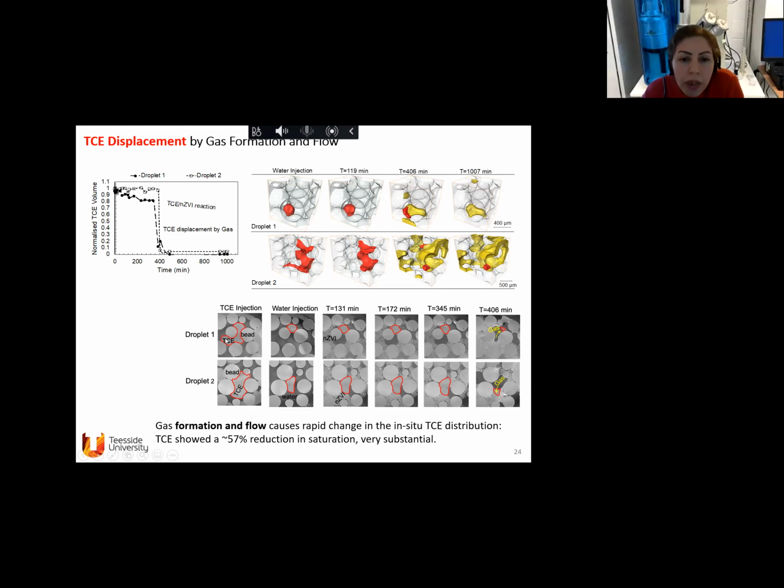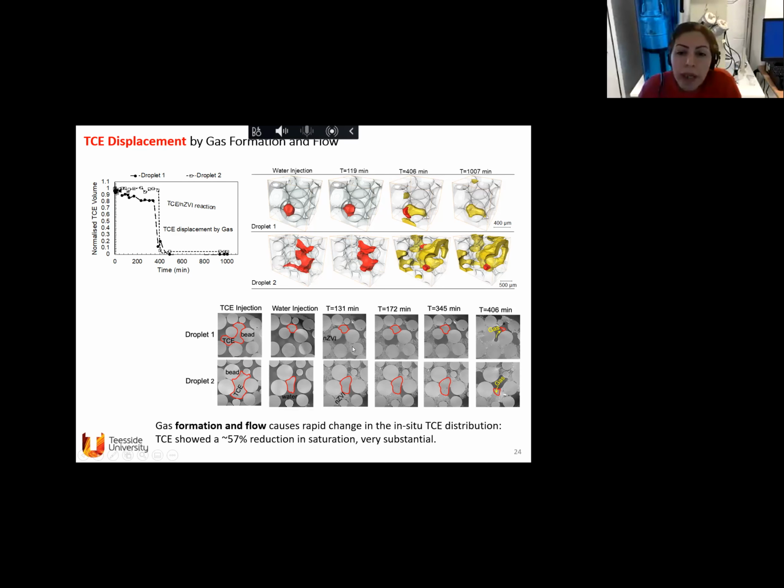These are the round objects here, and you can see water that is in the darker phase. So here after water injection, some of that cluster that was trapped is now remaining. So this is the target of our study. We want to remove that trapped oil or trapped solvent here.